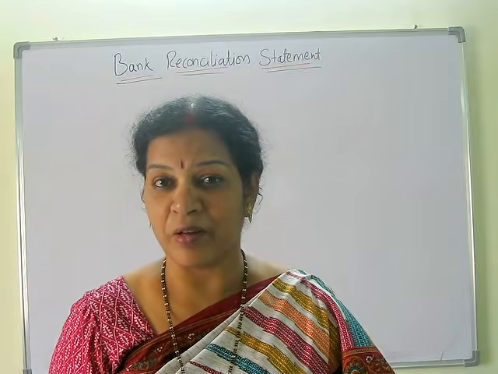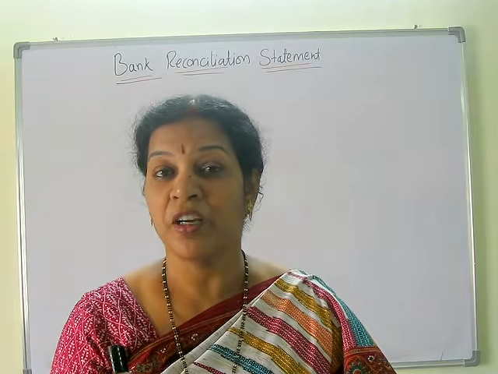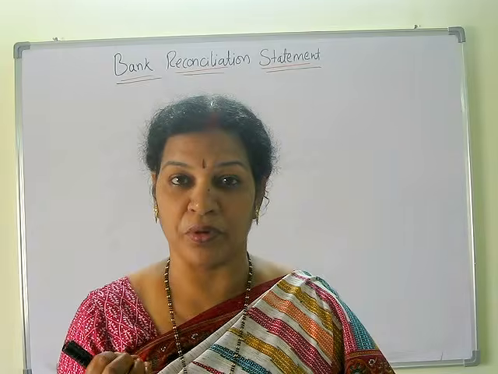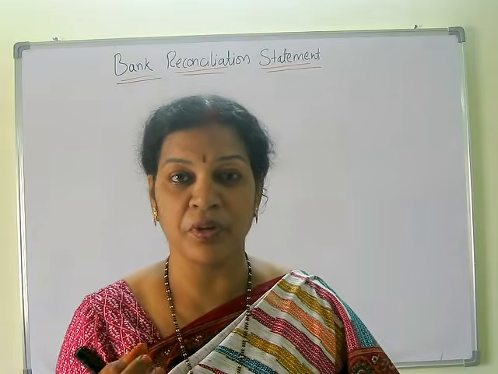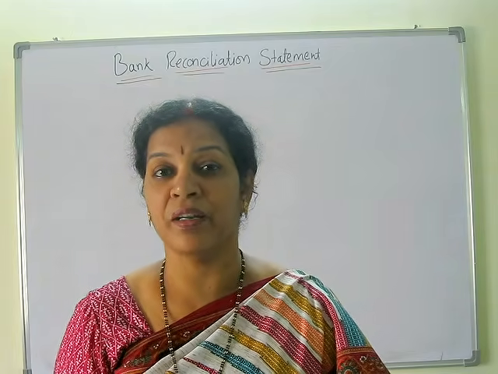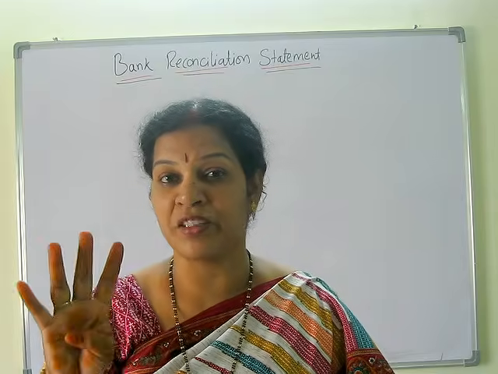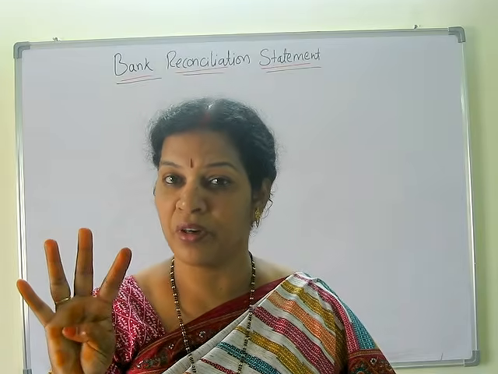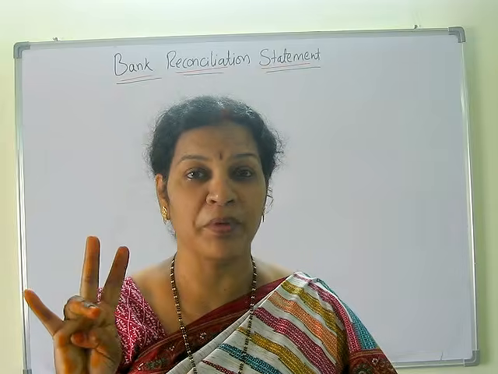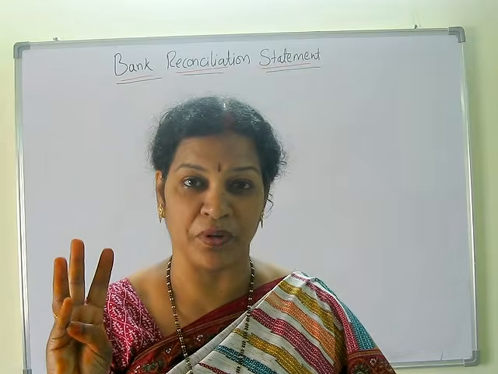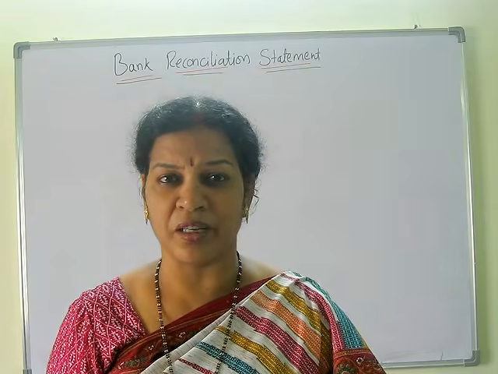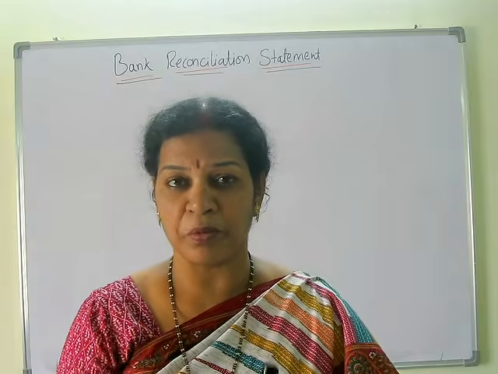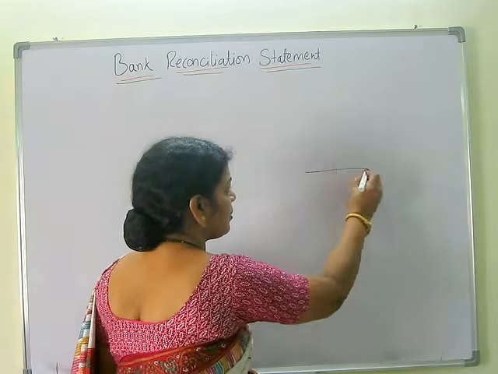What is this bank reconciliation statement? Before going to that, you must recollect what is cash book. We already prepared this cash book. In cash book, we will have four kinds of cash book: single column cash book, double column cash book, triple column cash book and petty cash book. Now just recollect the cash book format. Cash book format will always be like this.